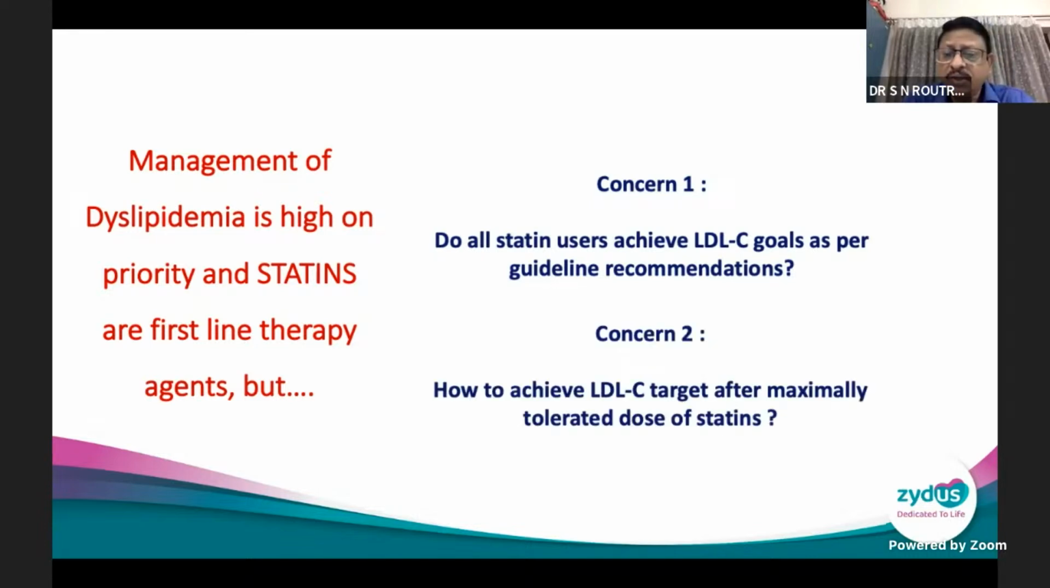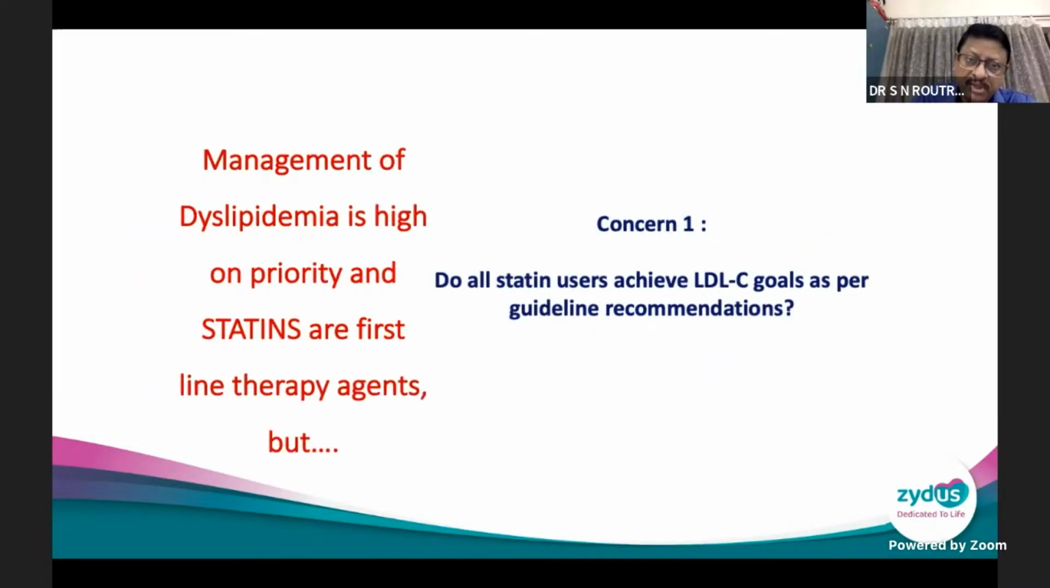And how to achieve this LDL cholesterol target after the maximally tolerated dose of statin? After giving the maximally tolerated dose of statin, there are still patients where the LDL target is not reached. So then comes the role of other agents which are available now, like ezetimibe, PCSK9 inhibitors, and bempedoic acid. Now, what the present trials say about this, we'll see. So let us see the first concern.